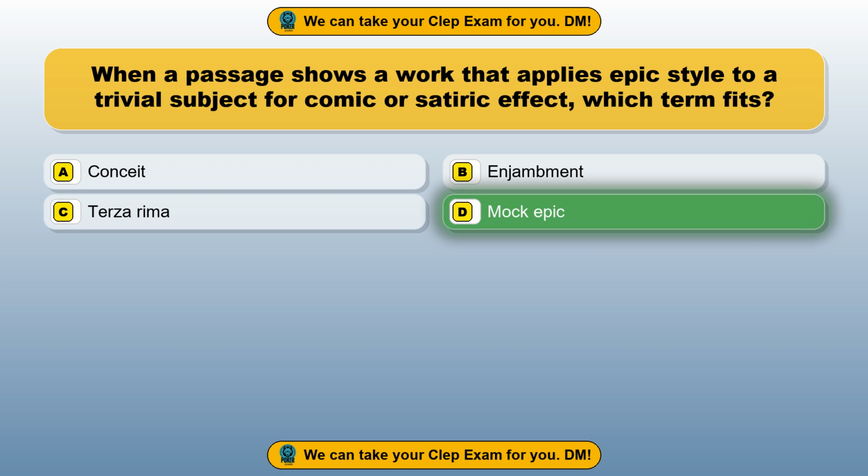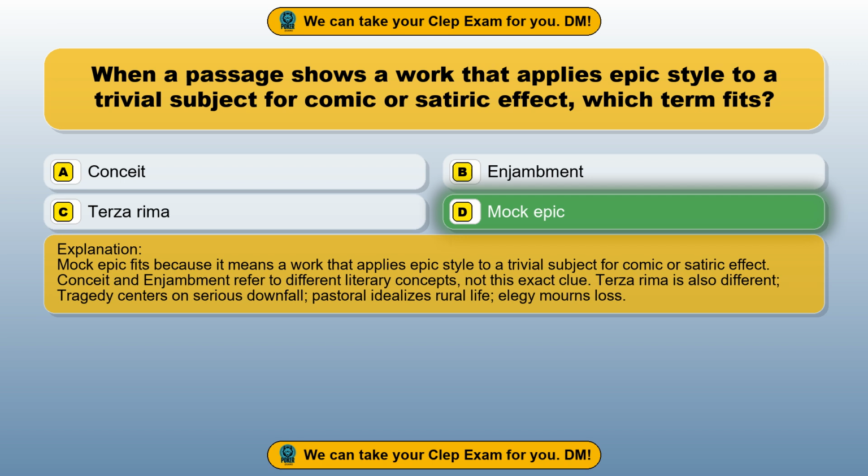Mock epic. Mock epic fits because it means a work that applies epic style to a trivial subject for comic or satiric effect. Conceit and enjambment refer to different literary concepts, not this exact clue. Terza rima is also different. Tragedy centers on serious downfall, pastoral idealizes rural life, elegy mourns loss.